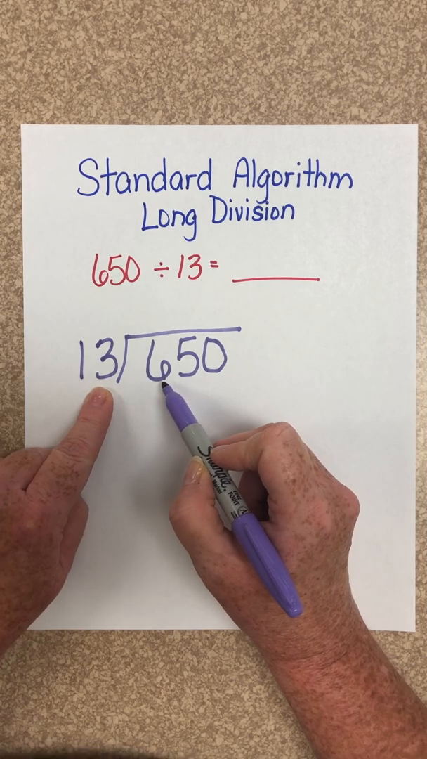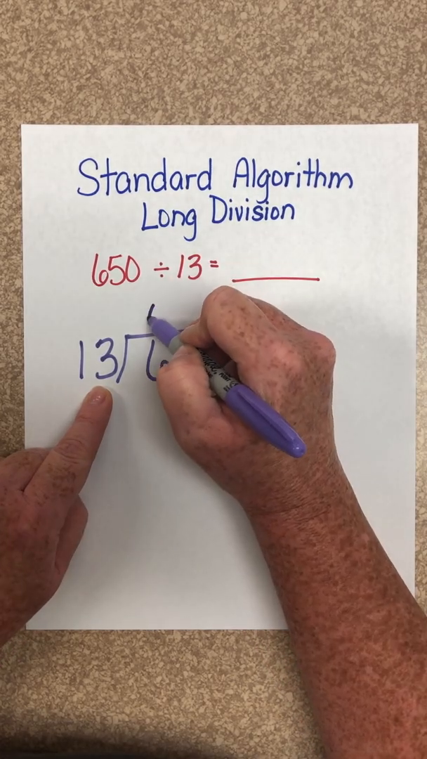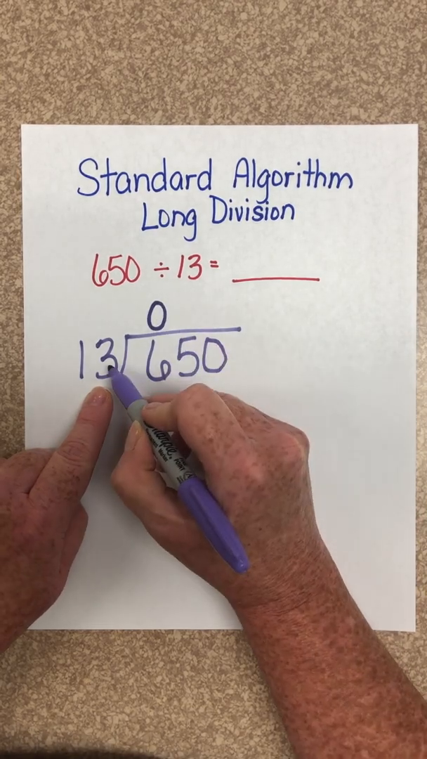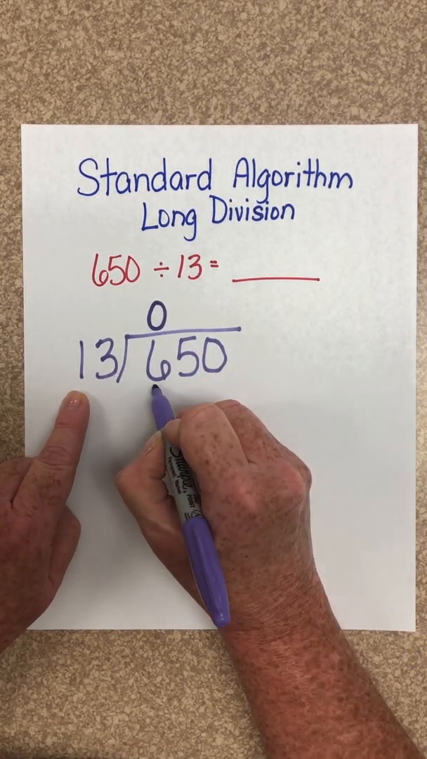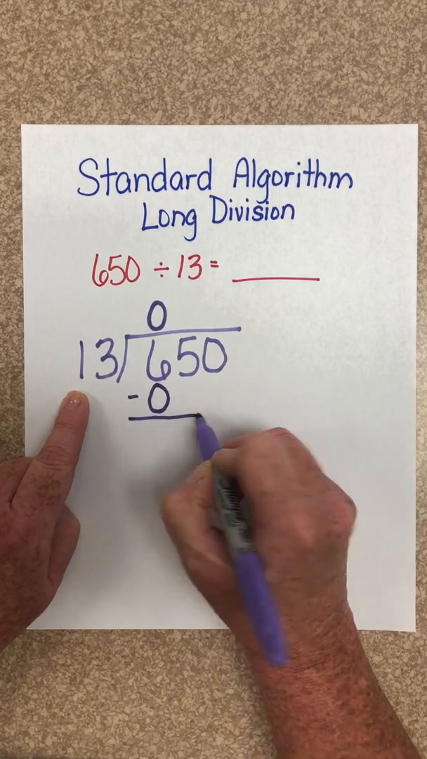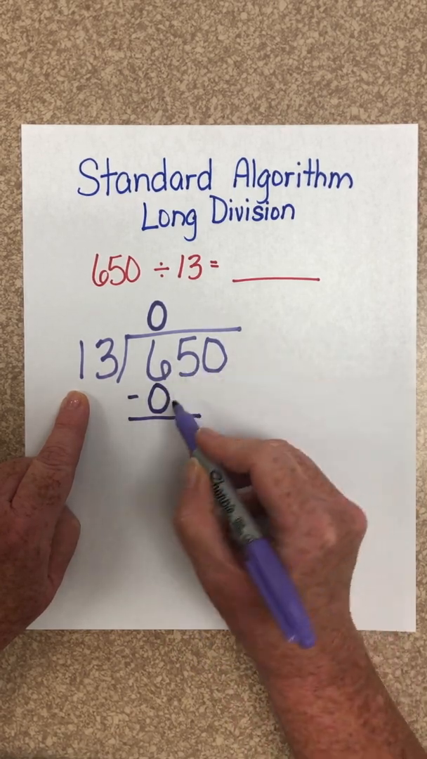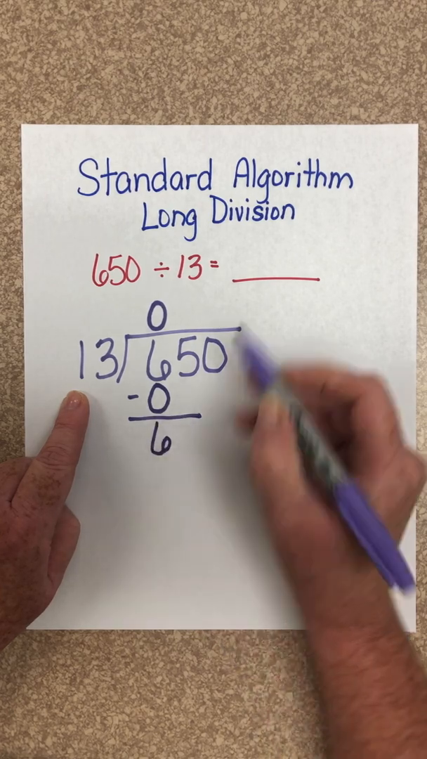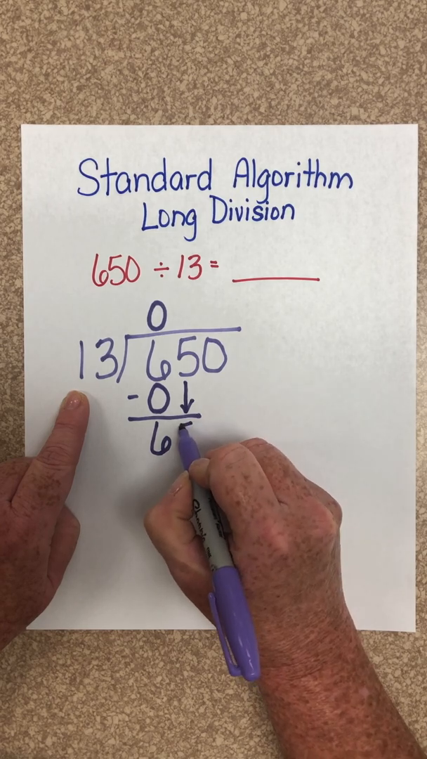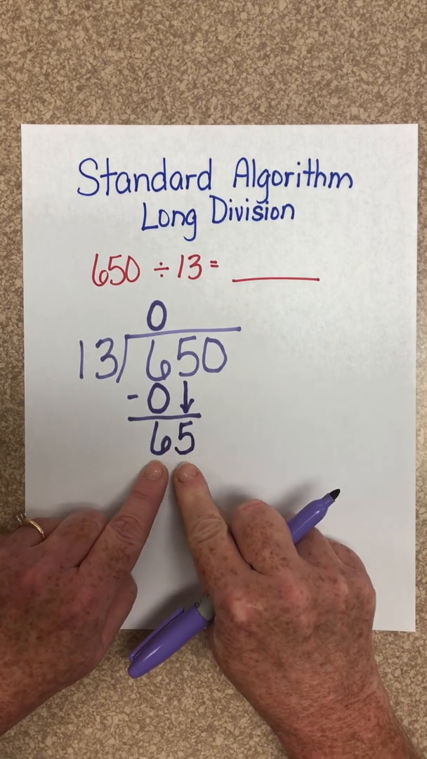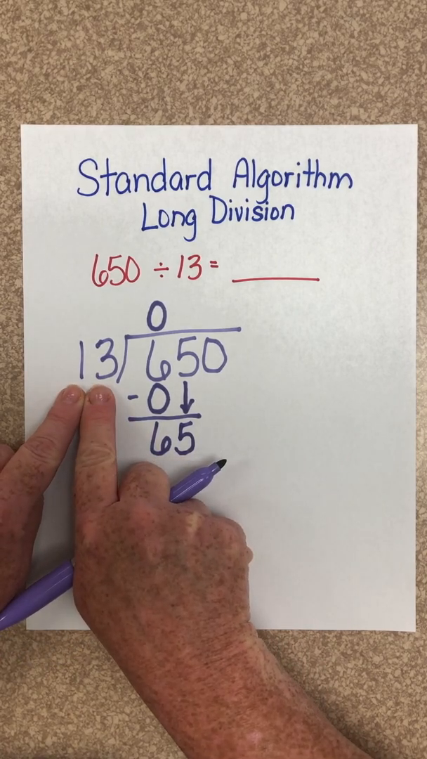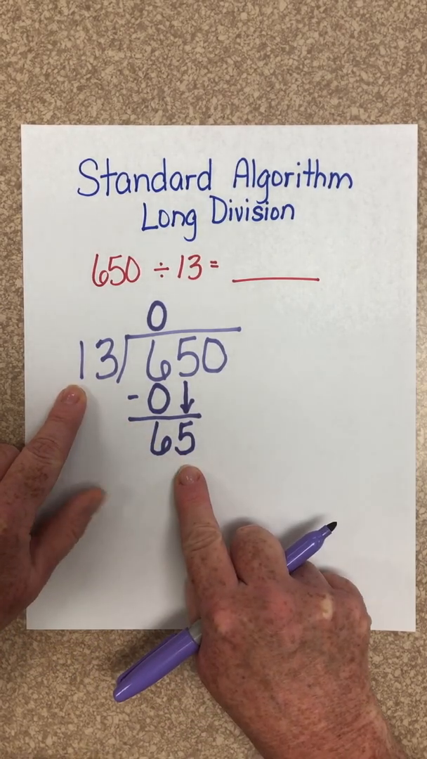We need to find out how many 13s can we get out of 6? Well, you can't. So that means we put a 0 above the 6 and multiply 0 times 13, which is 0. Now subtract. 6 minus 0 is 6. And then we bring that next number down into place. So now we have 65. So now we go back up to the divisor, 13.